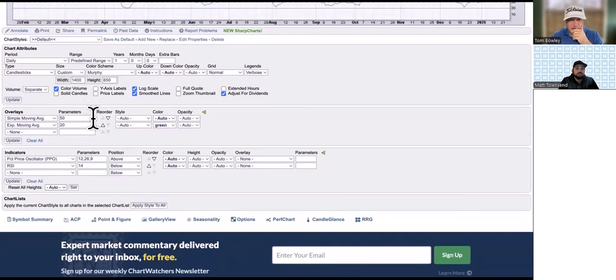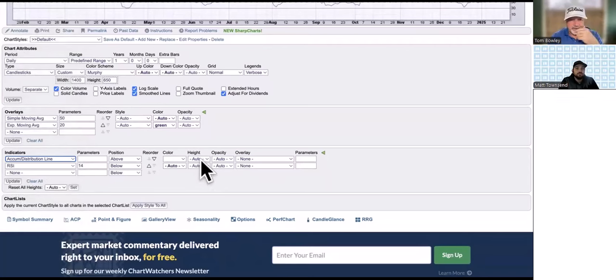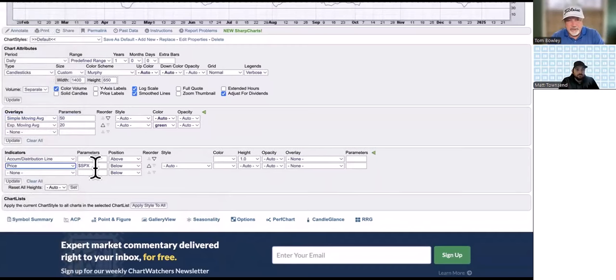So the first thing I would do is change the PPO to the AD line. So now I've got that up there on top, make it a height of 1.0. So it's a bigger chart up there. I don't need it to do that, but I just set it. Anyway, down below, what I want to do is use price. And right now the default is the S&P 500. But what I want to do is find JP Morgan relative to banks.